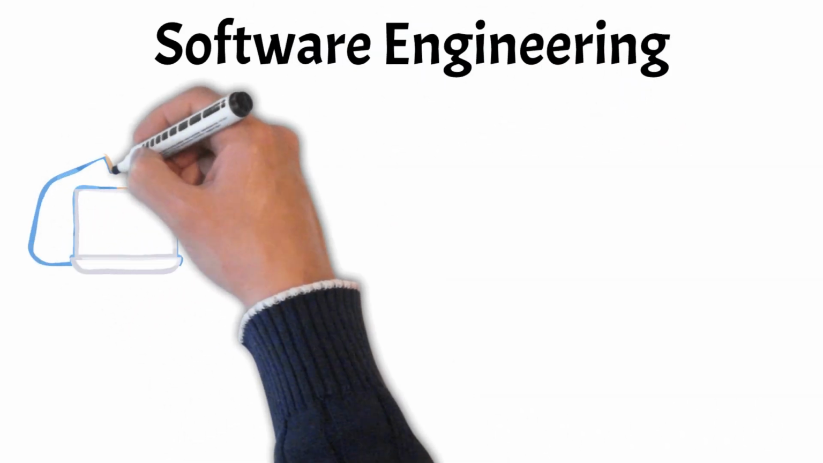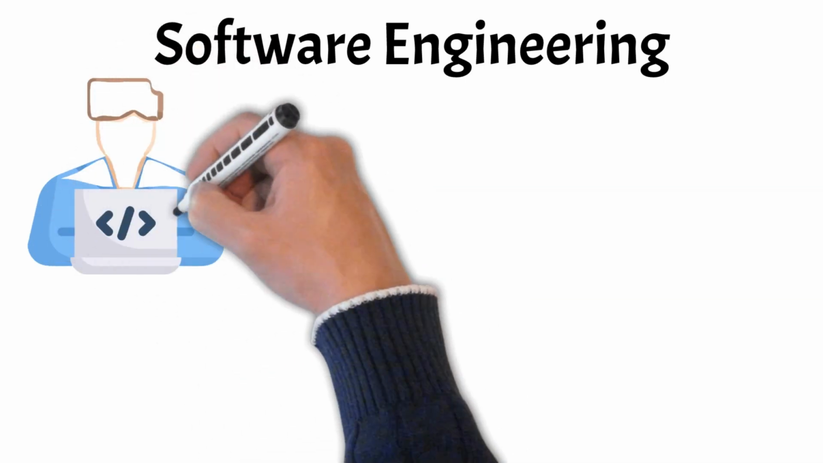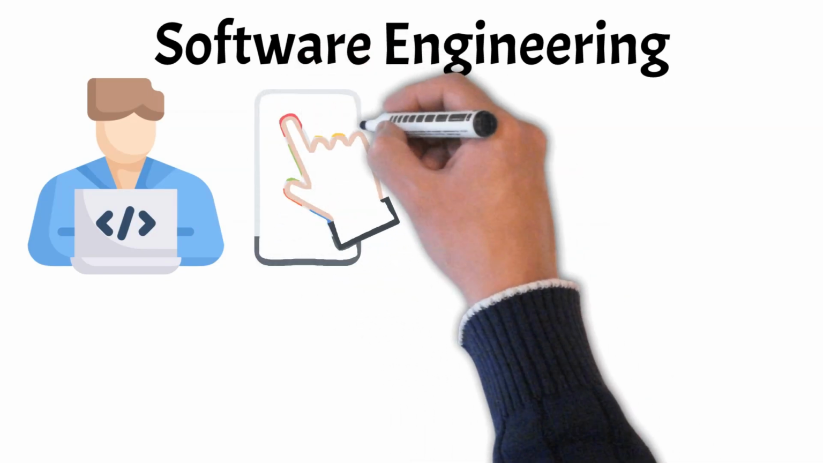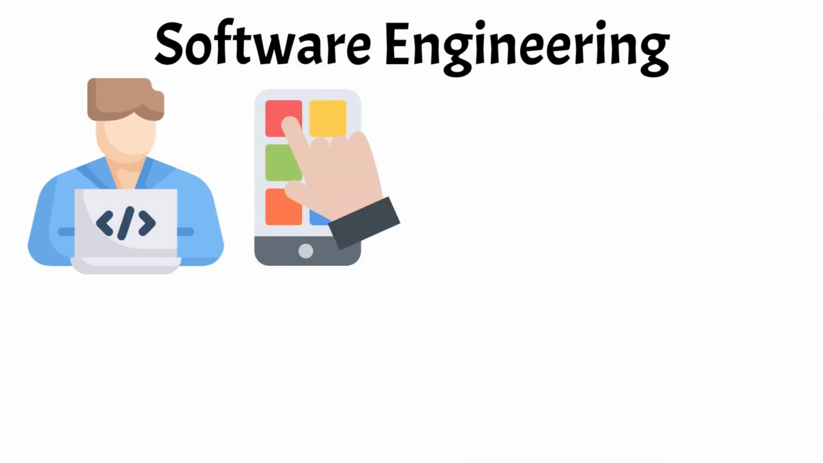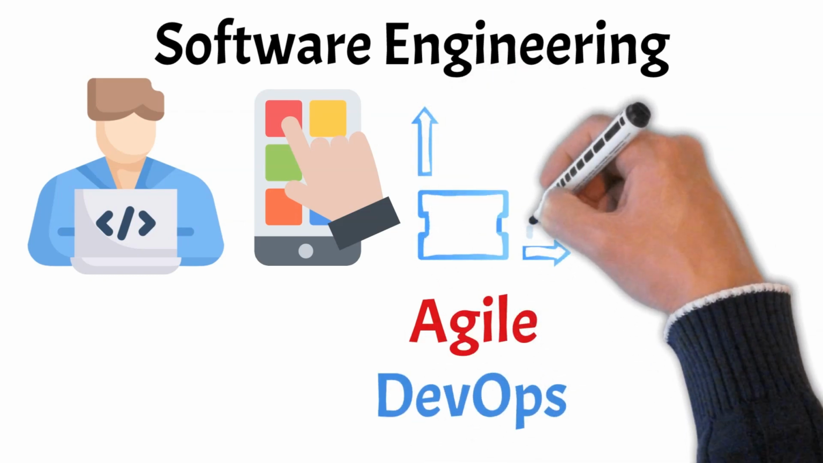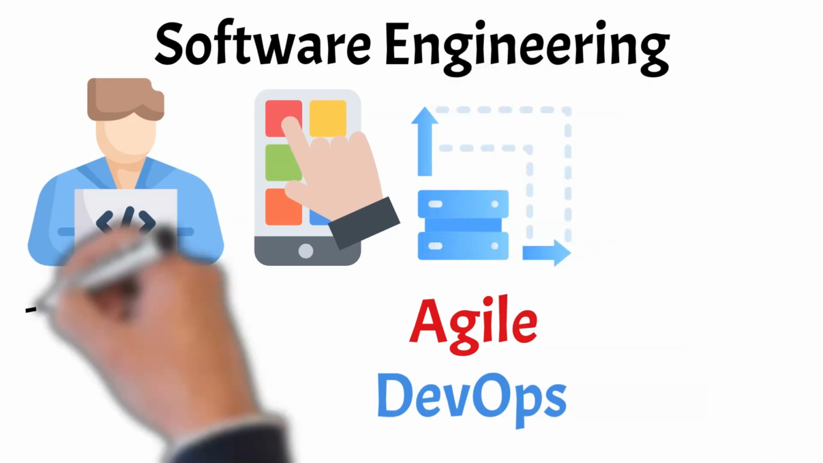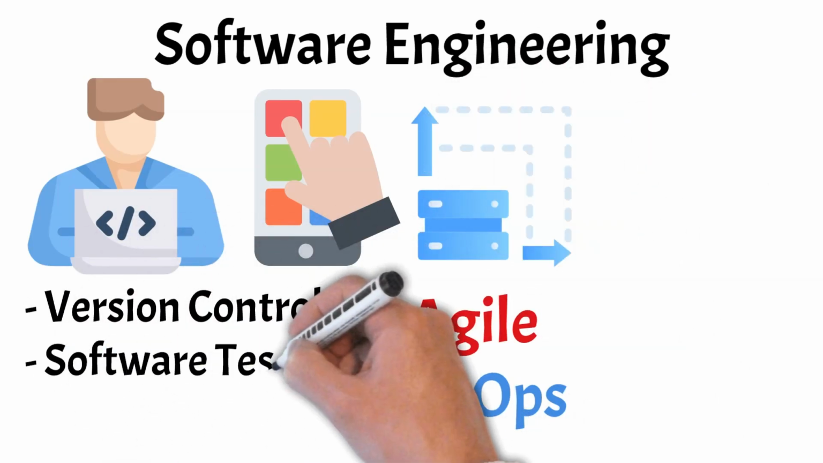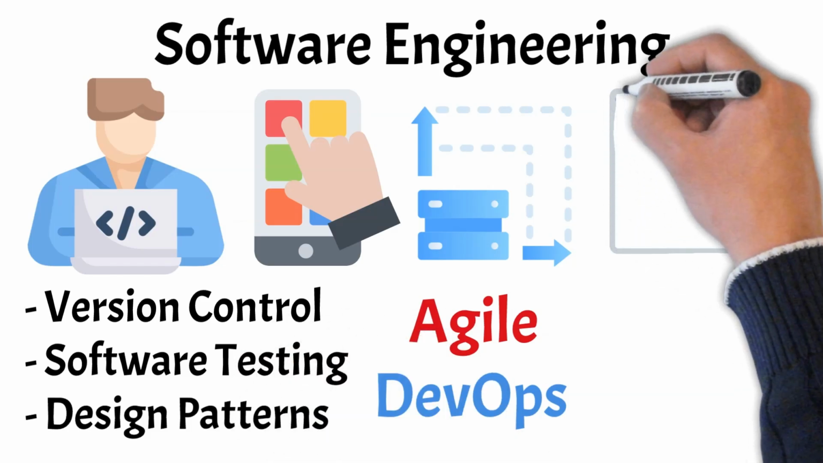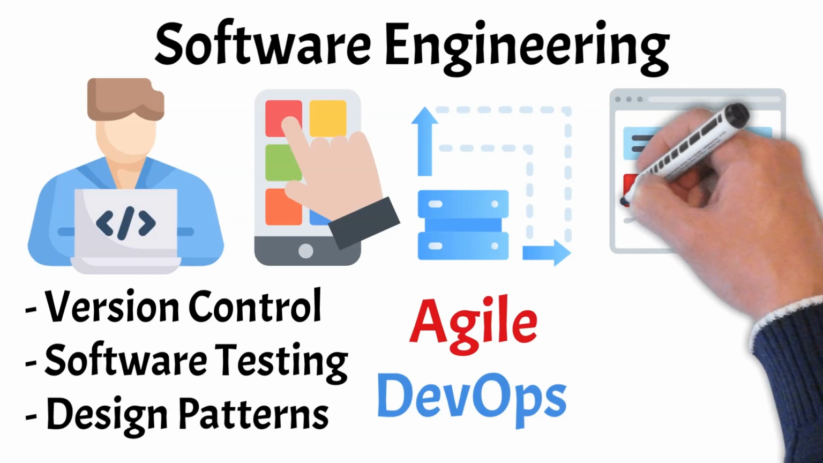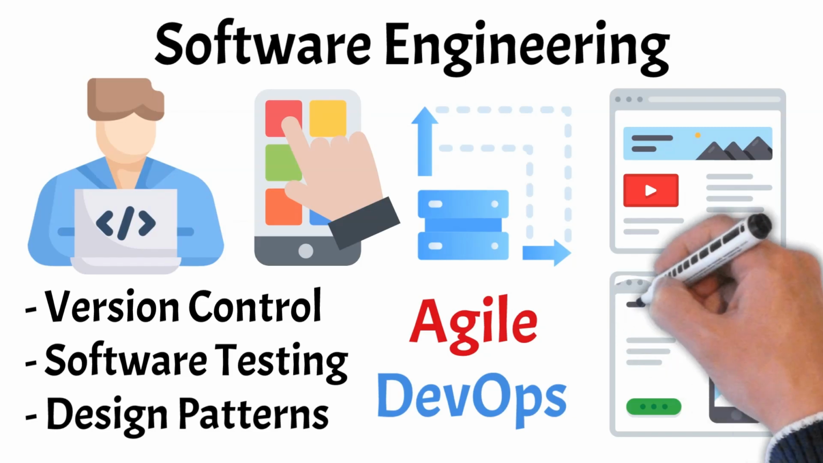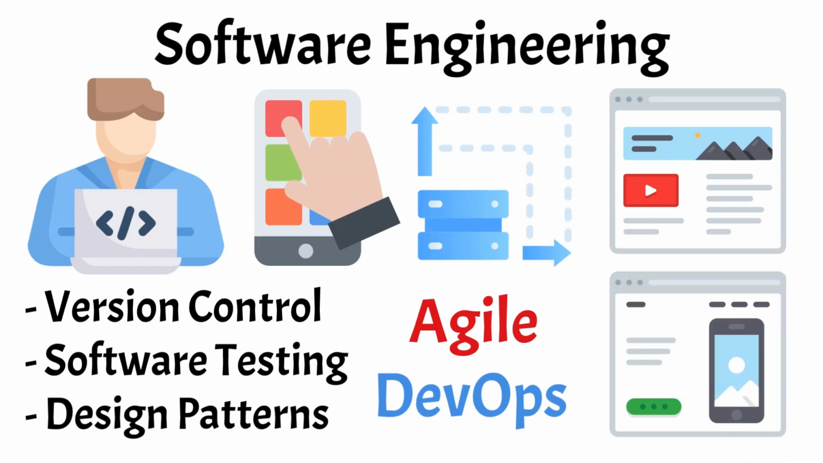This area focuses on designing, developing, testing, and maintaining software applications, from small mobile apps to large-scale enterprise systems. Software engineers follow structured methodologies like Agile and DevOps to ensure efficiency, reliability, and scalability. Key concepts include version control, software testing, and design patterns, all of which help developers create maintainable and high-quality code. Whether you're interested in web development, mobile apps, or large-scale software systems, software engineering plays a crucial role in shaping the digital tools we use every day.